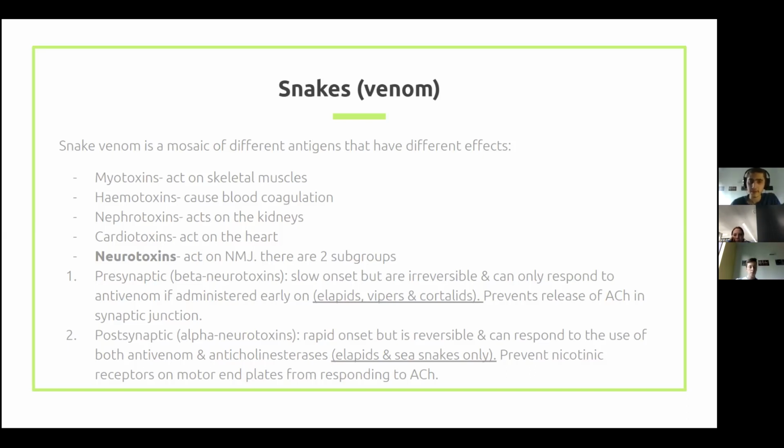Then you've got your postsynaptic, which are the alpha neurotoxins, and these have rapid effects, so much faster, but you can reverse it. So you can give the antivenom anytime, and you can cause full healing. You can also give some drugs called anticholinesterase. You'll learn about them later on, so just know that they're an option, I guess. Elapids and sea snakes are usually what have those alpha neurotoxins. They act on that postsynapse and prevent nicotinic receptors from responding to that acetylcholine.